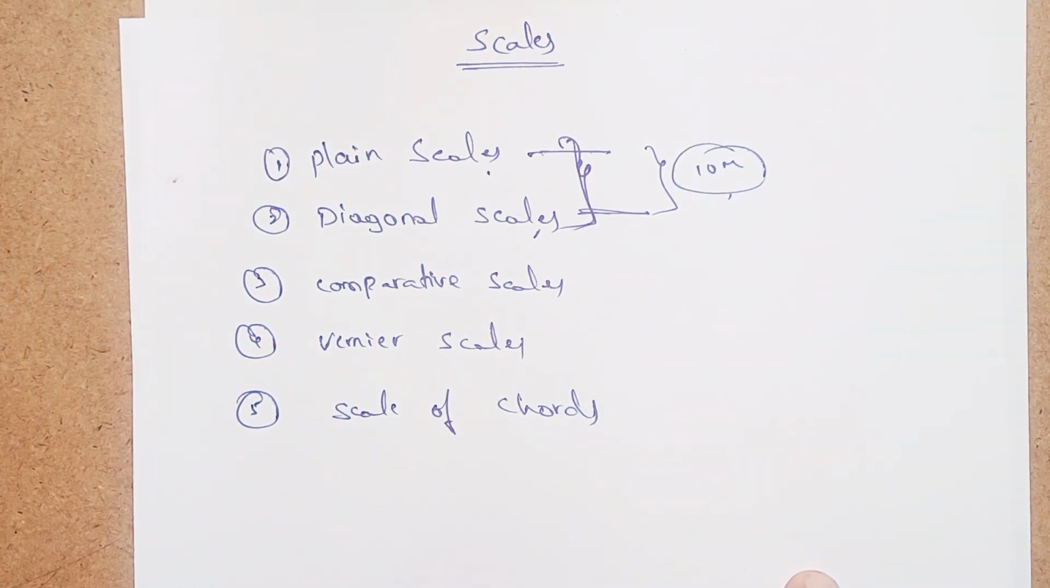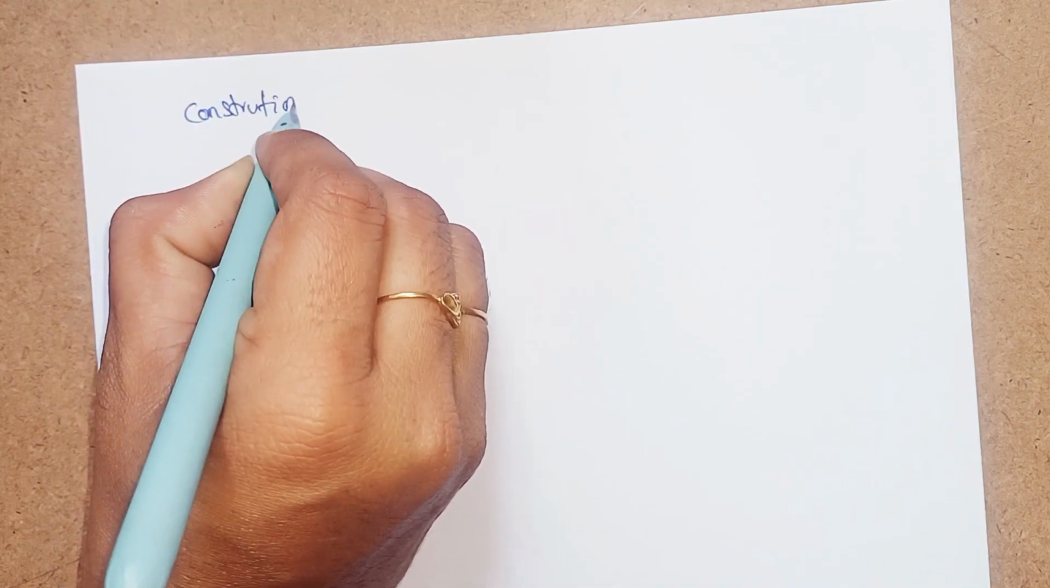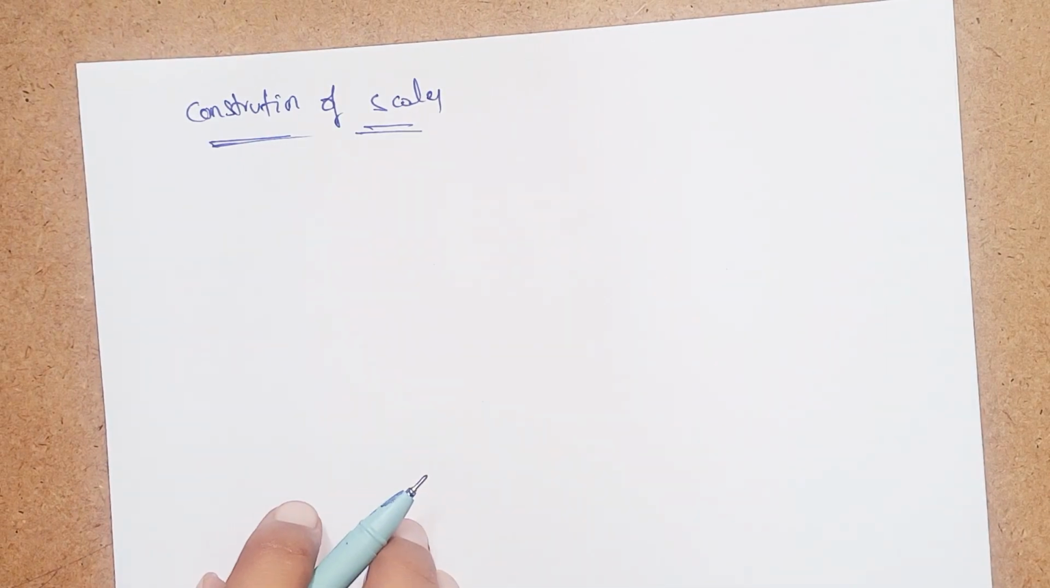We will now discuss the plane scale. But before going to the plane scale and diagonal scale, there is an introduction part of the scales. So we'll discuss the introduction first. The first one is the construction of scales. There are different types of construction in the types of scales.